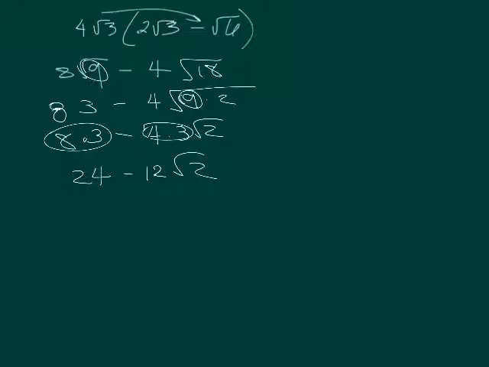Okay, so at this point, you need to realize that these cannot be combined because this one does not have a radical and this one does. So that is your answer. That's as best you can go there. All right, so that's the first part of lesson 20.